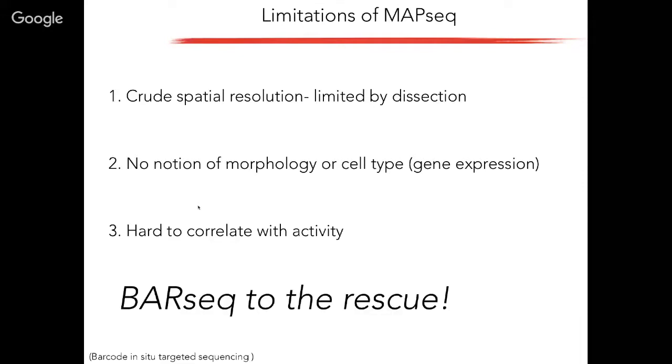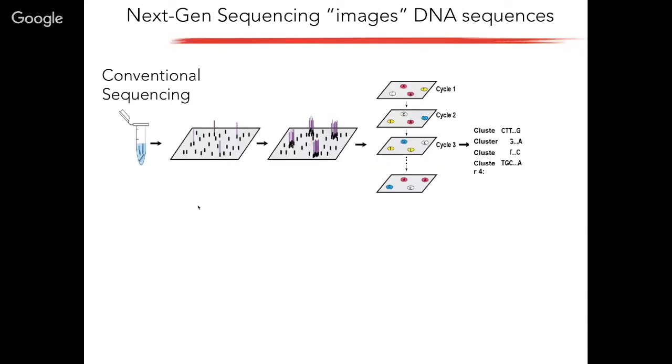The solution to all of those is a technique that we call BARseq, modified from in situ sequencing, which was developed in George Church's lab, and which we learned from them through collaboration, and then modified and adapted to the particular goals here. To tell you how that technology works, I have to take you through a little bit of the nuts and bolts of conventional DNA sequencing.